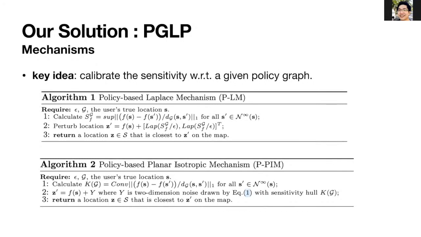And here are some mechanisms to achieve PGLP with respect to a given policy graph. Basically, the key idea is to calibrate the sensitivity with respect to the given policy graph. We extended the Laplace mechanism and the PIM mechanism to achieve our definition with respect to a given policy graph.